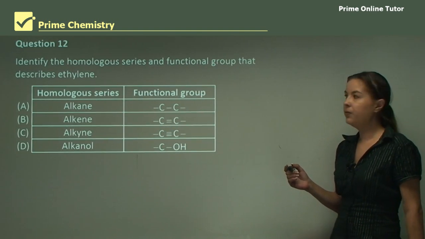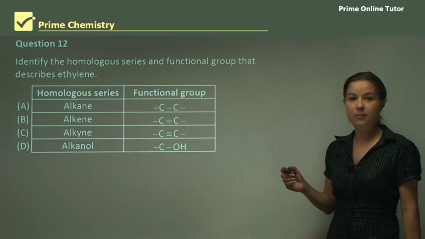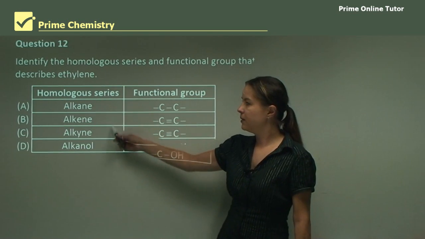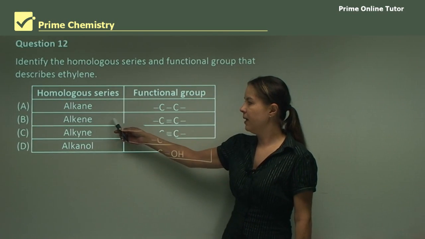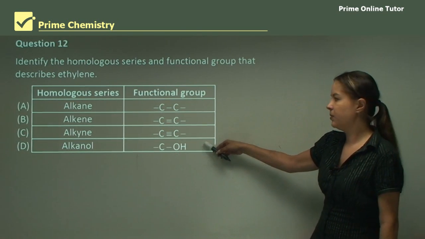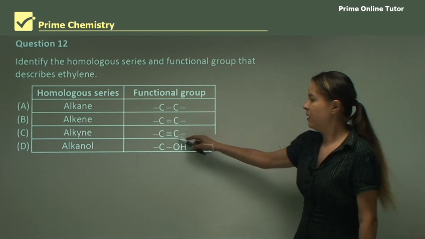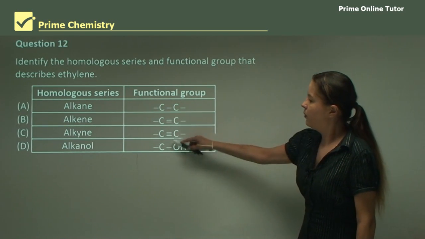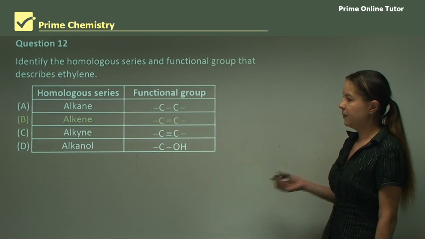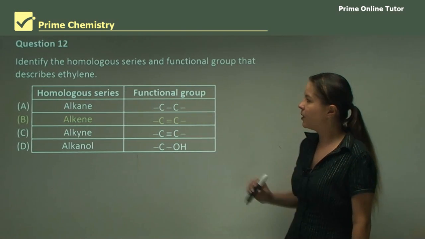Now question 12, identify the homologous series and functional group that describes ethylene. And you've been given some choices here. This is the homologous series: alkane, alkene, alkyne, and alkanol. And these are their functional groups: a single bond, a double bond, a triple bond, and an OH group. So where does ethylene fit into these groups? Of course, it has a double bond, so it's an alkene. So that's our answer for this question.